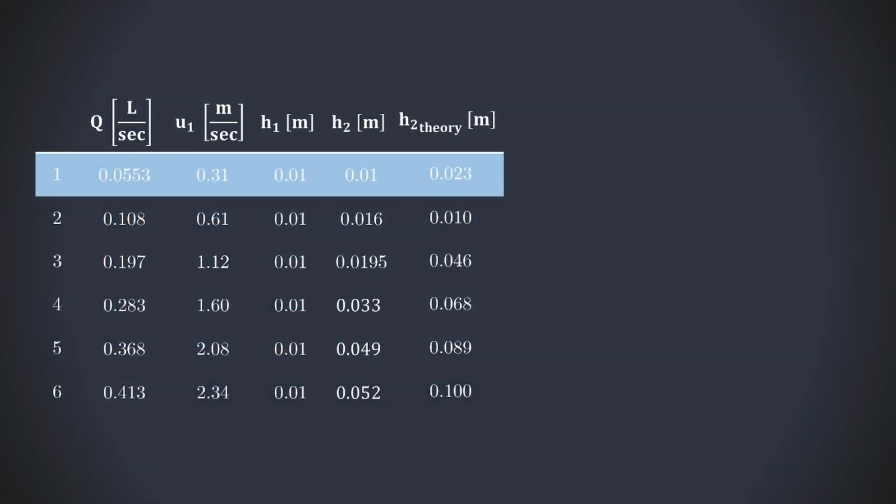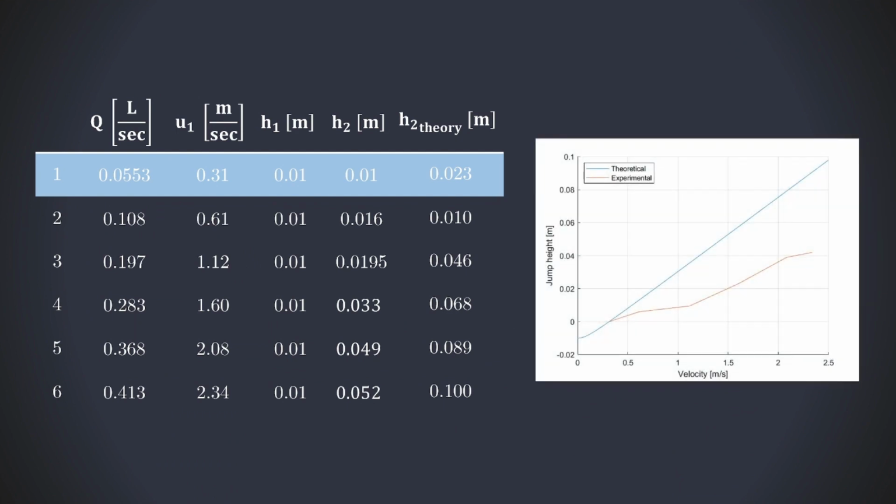Let's now look at our results. We compared the measured final height of the hydraulic jump to the theory, and we plotted a graph showing the height of the hydraulic jump as a function of the velocity of the water. In blue, we show the threshold to get a hydraulic jump, which was found experimentally.